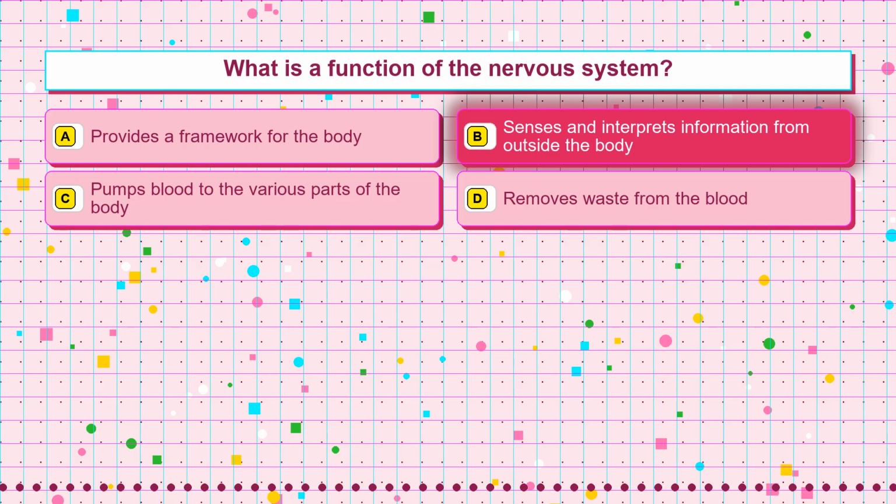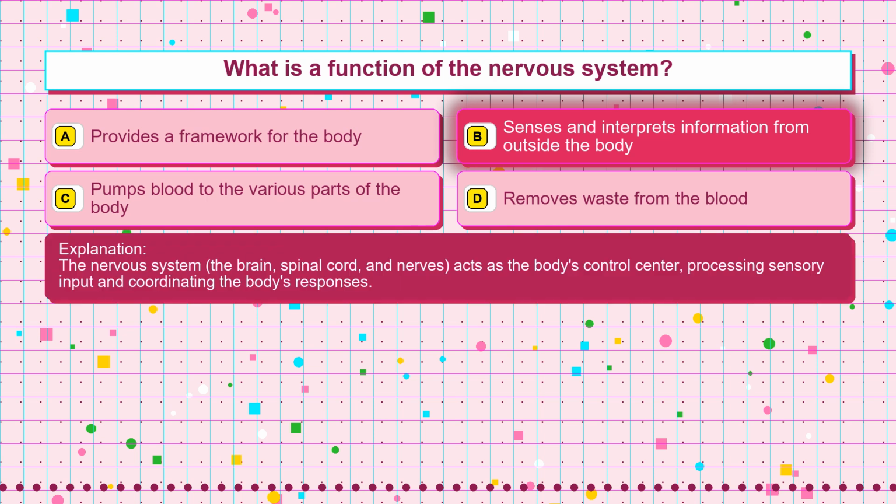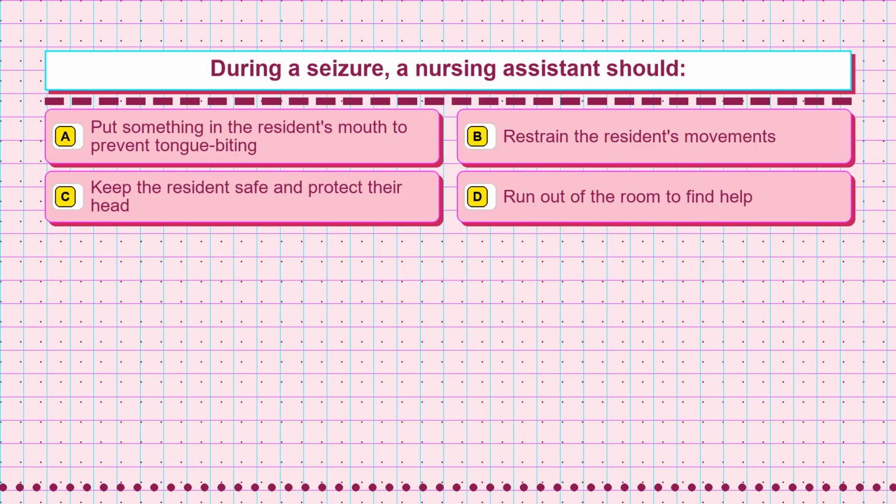The correct answer is option B, senses and interprets information from outside the body. The nervous system, the brain, spinal cord, and nerves, acts as the body's control center, processing sensory input and coordinating the body's responses. Question 24.